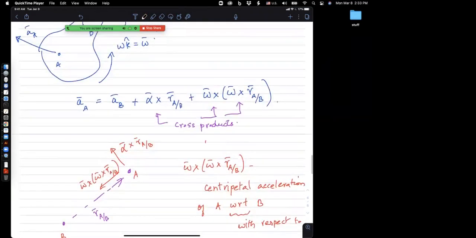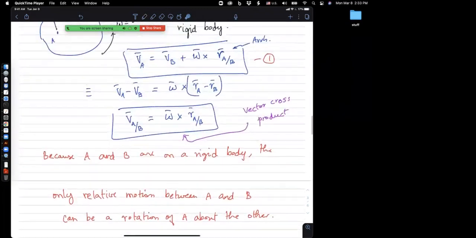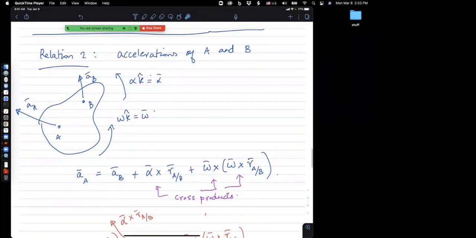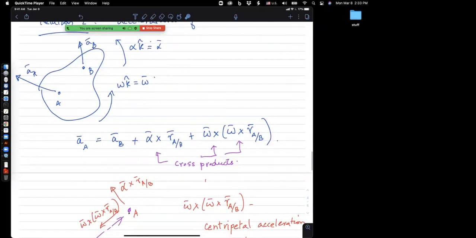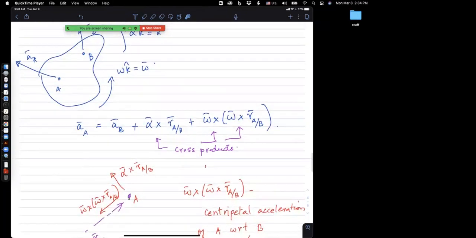Okay, so that's a geometric interpretation. If there are 2 points on a rigid body, they can have velocities relative to each other, and basically the relative velocity can only be perpendicular to the line joining AB. They can also have accelerations relative to each other. The acceleration can have a centripetal term and a term perpendicular to the line joining AB. So that's the geometric interpretation, but ultimately you'll be using this formula.